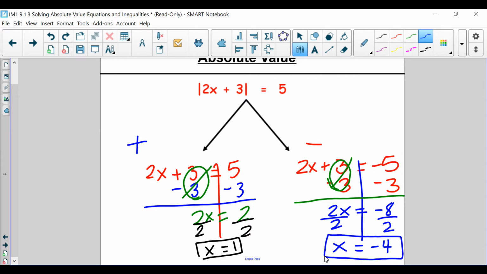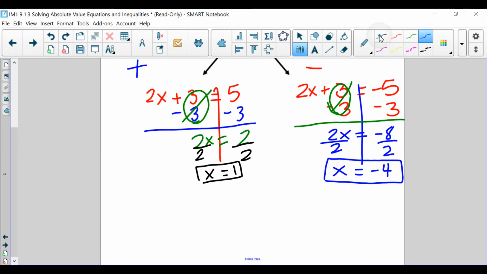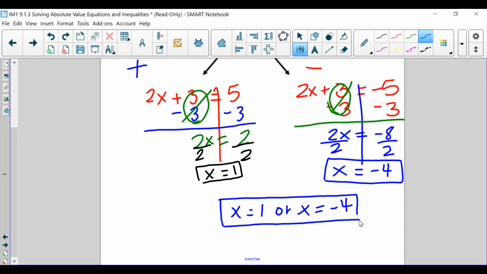So we've got two possible values for x in this case. We say that x can be equal to 1, or x could be equal to negative 4. And that's because absolute values could be either positive or negative. Alright, so let's continue working on the more complex ideas. Again, pause the video if you're having trouble.